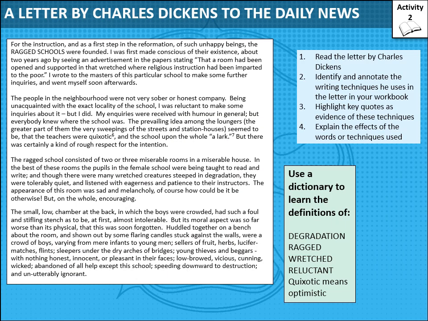Moving on to activity 2 now, you're going to need to read source B, which is an extract of a letter written by Charles Dickens to the Daily newspaper about his visit to a school in Victorian London. Once you've read the letter, I want you to identify and annotate the writing techniques he uses with a highlighter or a different coloured pen.